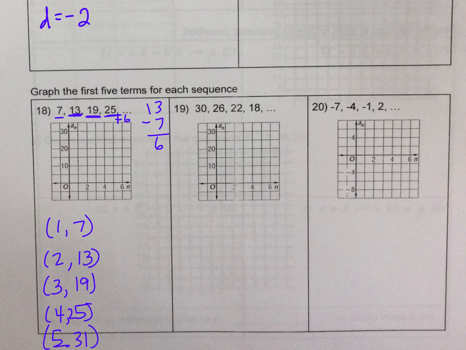All right, now I have to graph it. Over 1, up 7. Over 2, and these will kind of be approximate. They're not going to be perfect. Over 3, 19, but they will make a straight line-ish. 5 and 31, and I graph it. So I need you to do that for 19 and 20. Thank you.